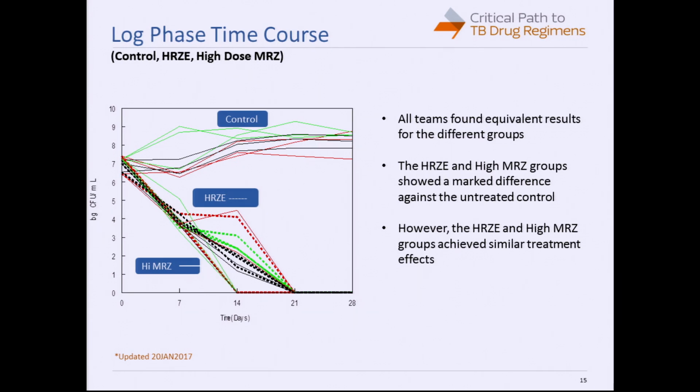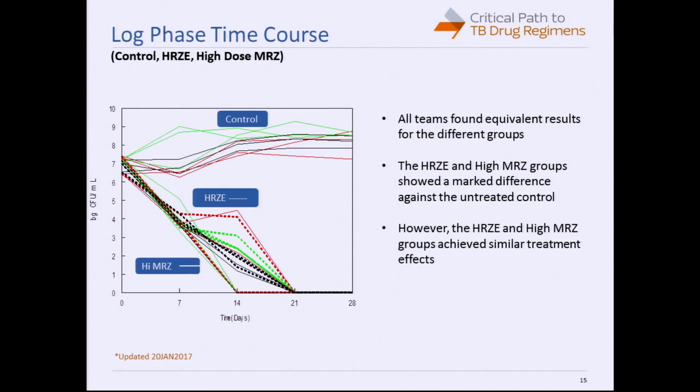So again, there are 3 different teams here that are assessing, and you can see the greens line up, the reds line up, etc. So all teams found equivalent results for the different groups tested. The HRZ and high MRZ group showed a marked difference against the untreated control. However, the HRZ and high MRZ groups achieve similar treatment effects, right, compared to one another.